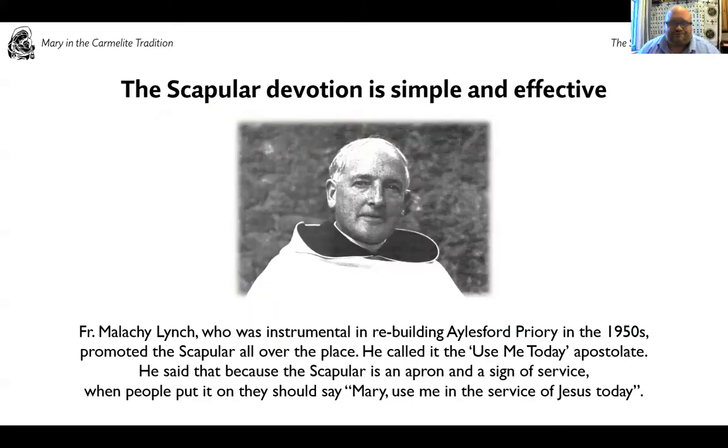This is Father Malachy Lynch. He was one of the instrumental figures in rebuilding Aylesford Priory, this historic site of the order in southern England, back in the 1940s and 50s. And he was a great promoter of the scapular. And he called it the Use Me Today apostolate, because he said when people put on the scapular, it's an apron, it's a sign of service. So when we put it on, kiss the scapular, put it on and say, Mary, use me in the service of Jesus today. Use me today is the scapular prayer. And I think it's a very beautiful and very simple devotion.